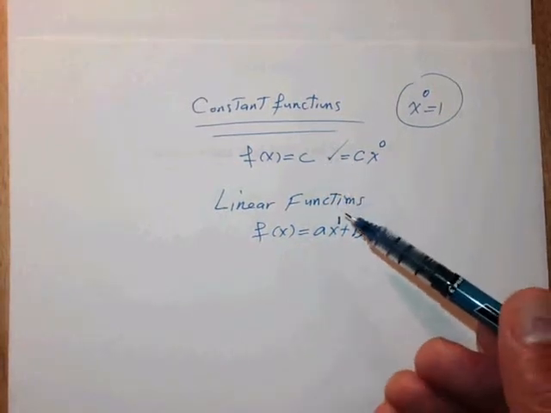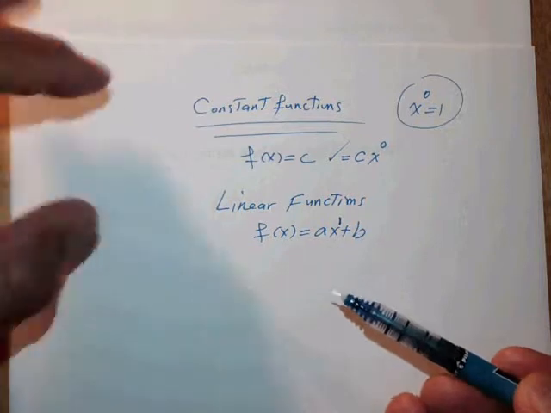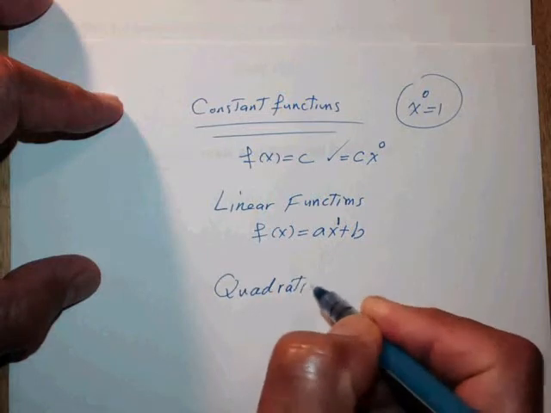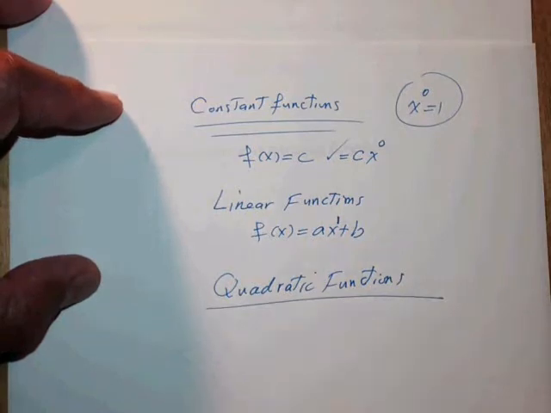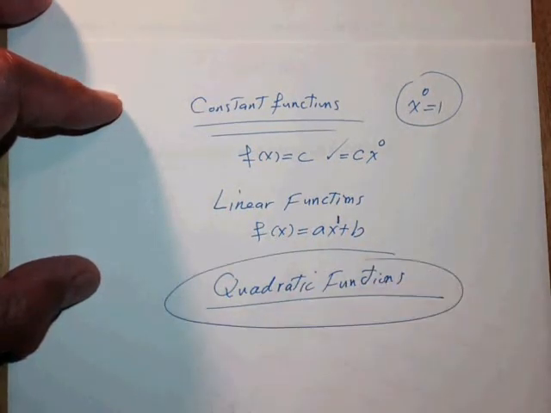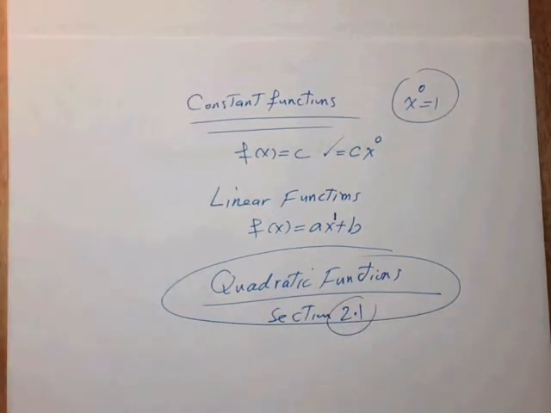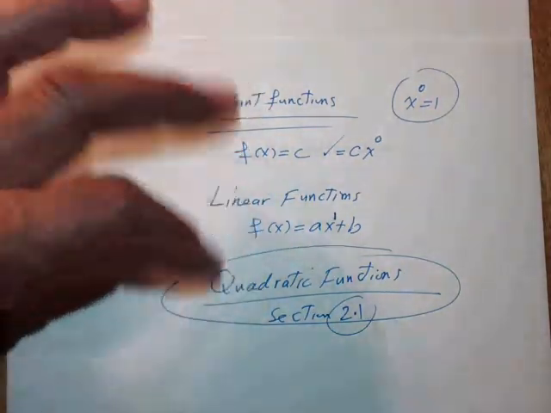So the next level of polynomial functions is what we're going to study in section 2.1, which are called quadratic functions. That is the topic of section 2.1. Then in section 2.2, we're going to go back to polynomials and discuss them in a more general setting, and we're going to mention these as simpler examples of polynomials.